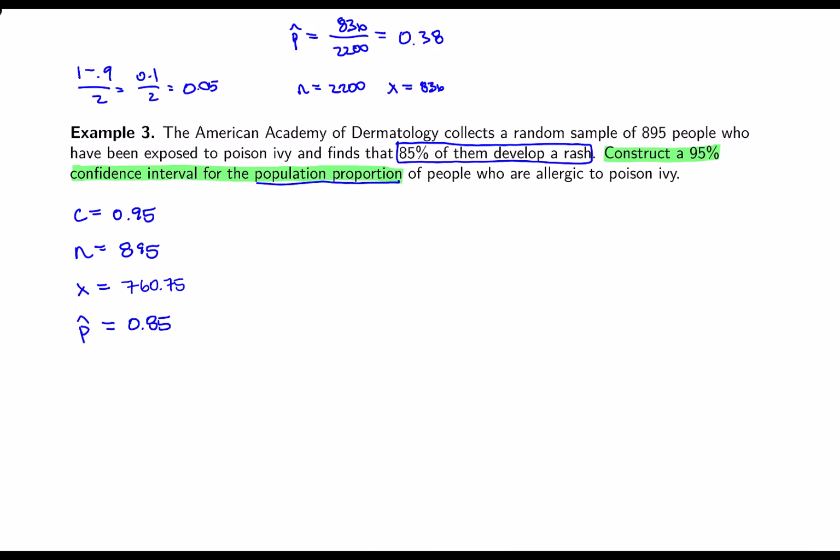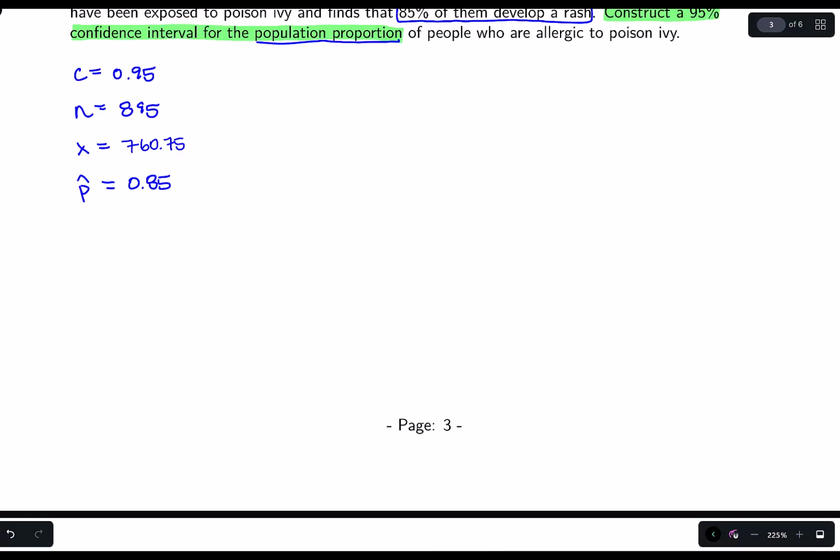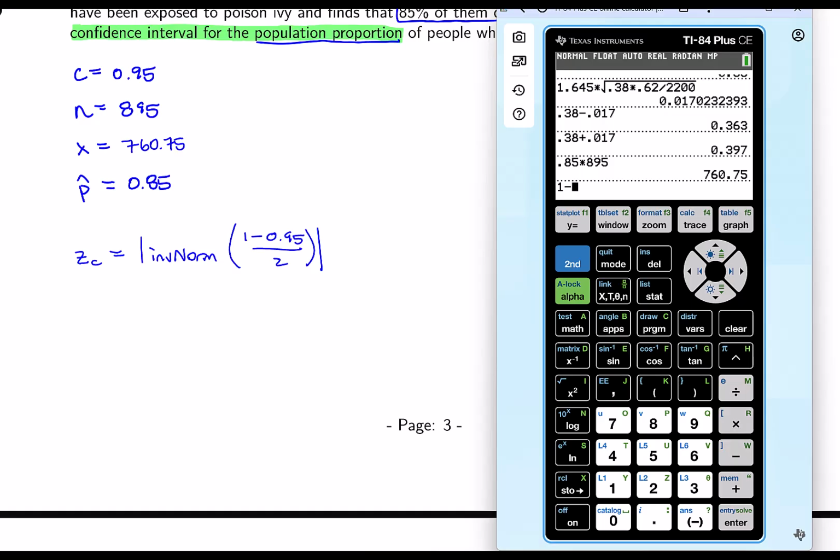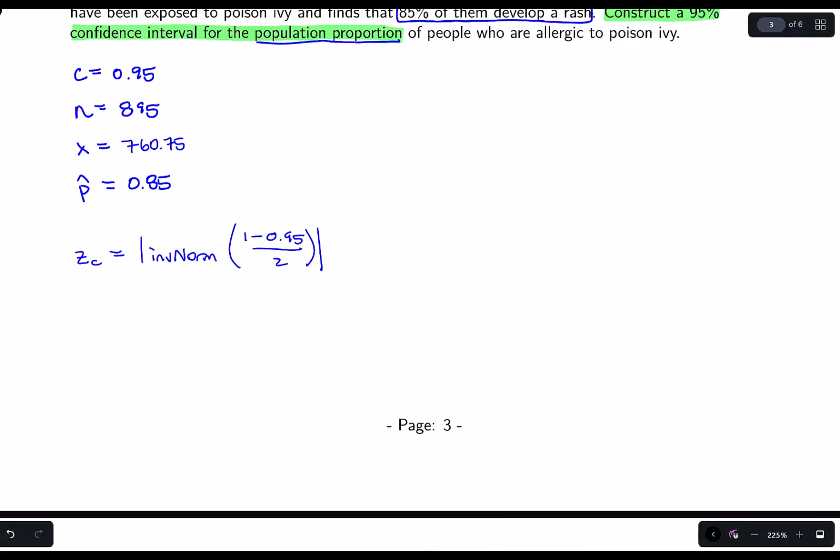All right, the first thing that we do here is we get our critical value. So the critical value, again, is found by doing inverse norm of 1 minus our level of confidence, which is 0.95, divided by 2. Now 1 minus 0.95 divided by 2, that's going to be 0.025. So we're really doing the absolute value of inverse norm 0.025. All right, so let's get that.